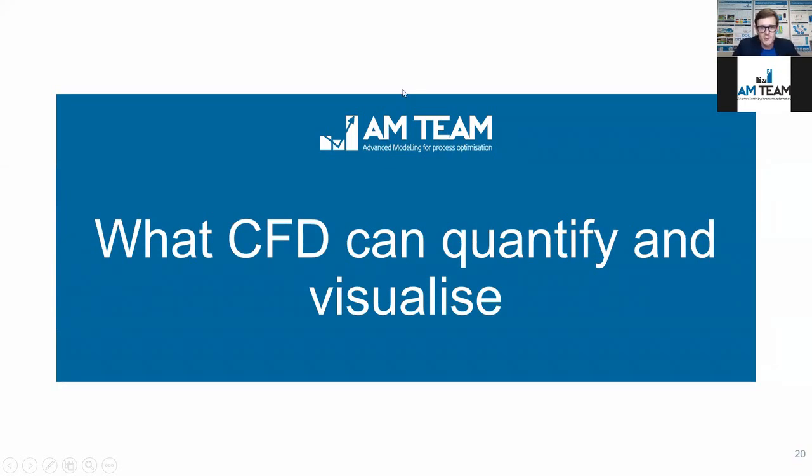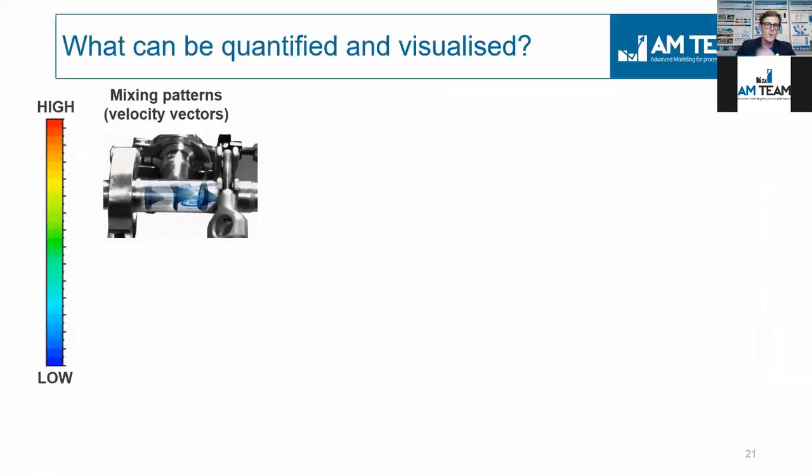Good, then we can go to a bit more advanced content, let's say. The question we will now ask ourselves is, what can you really extract from CFD? What can you quantify and visualize? Before you use it, you have to know what it gives you. What we have seen in the example is mixing patterns, right? So velocity vectors, how is your flow? How is your mixing? This is where typically people associate CFD with mixing patterns.